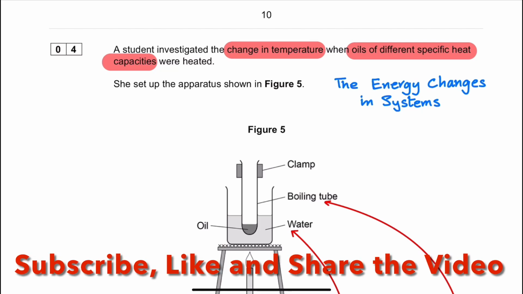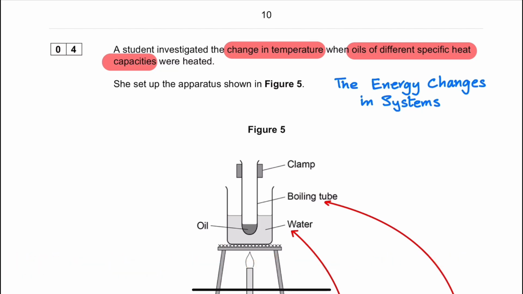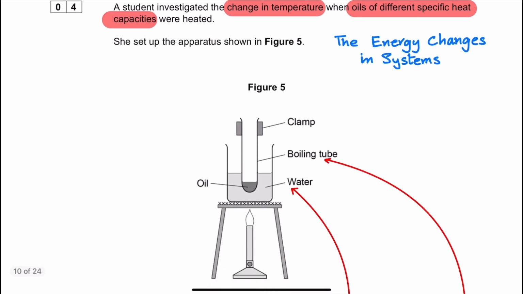Question number 4. A student investigated the change in temperature when oils of different specific heat capacities are heated. She set up the apparatus as shown in figure number 5. This question is from the energy changes in the system. From figure number 5, we can see that there is a Bunsen burner which is giving the heat.